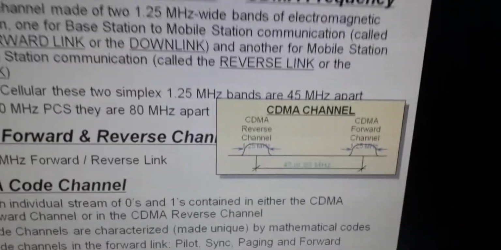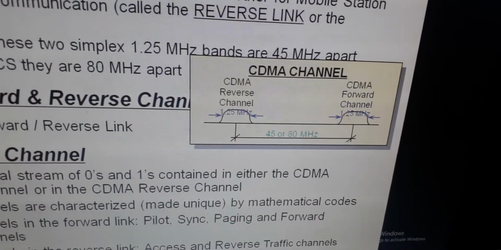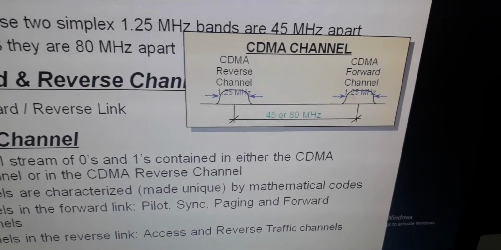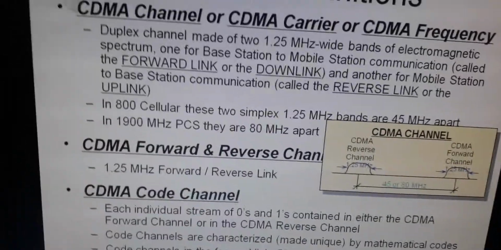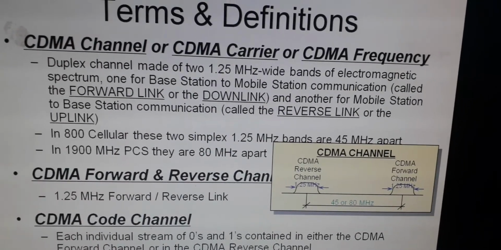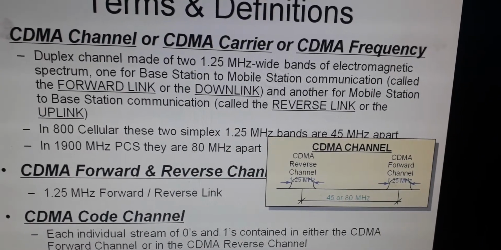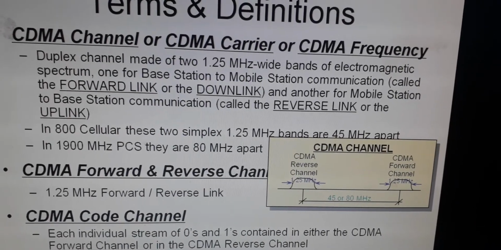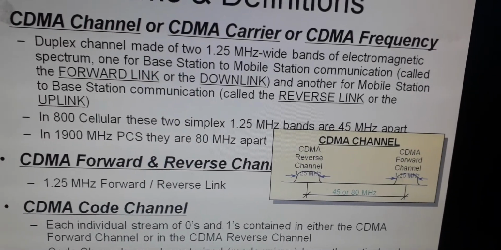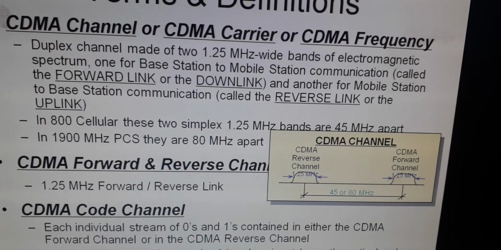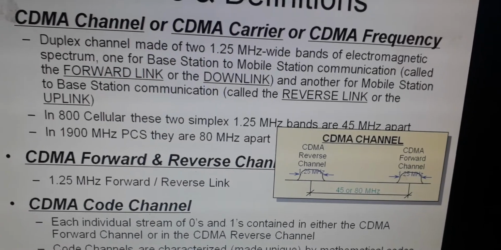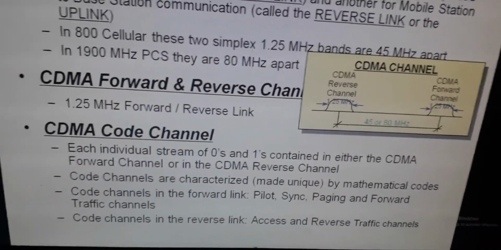So here are the CDMA channels. As I said, forward channels are there and reverse channels are there. They are separated by 80 megahertz, and this works in duplex mode with 1.25 megahertz bandwidth. The forward link is known as downlink. The reverse link is called uplink. Same process as you learnt in GSM. CDMA forward channels are also 1.25 megahertz.